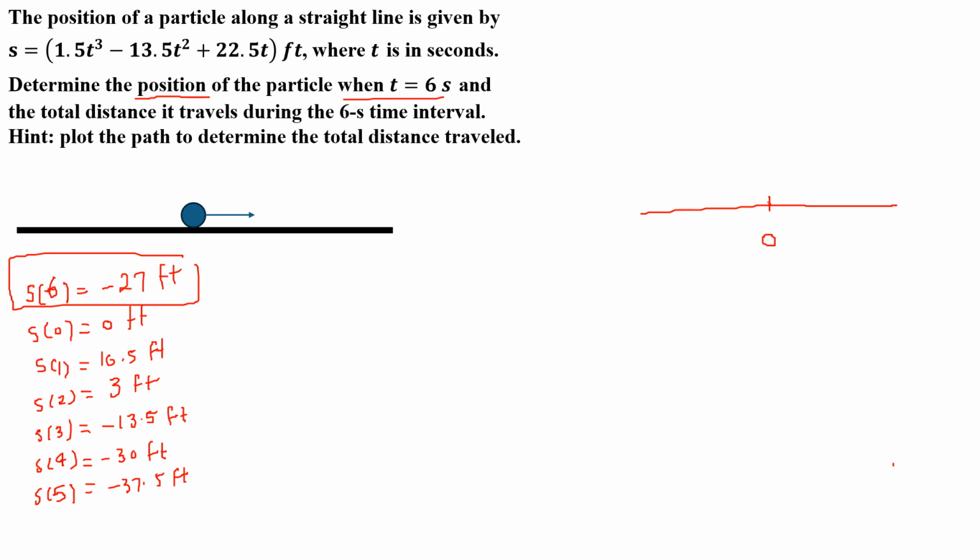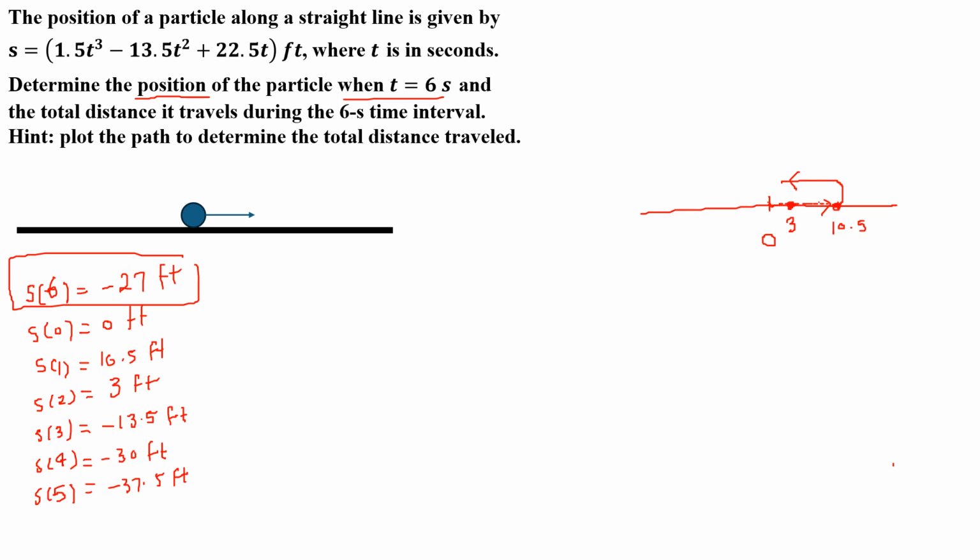starting from 0. I will go to 1 second. After 1 second, I am somewhere here. So now I am at 10.5 feet, right? At 2 seconds, see what happens. At 2 seconds, the particle in fact goes back. So I'm going here, then after some time, the particle just took a turn. And now it is here. So that's 3 feet.